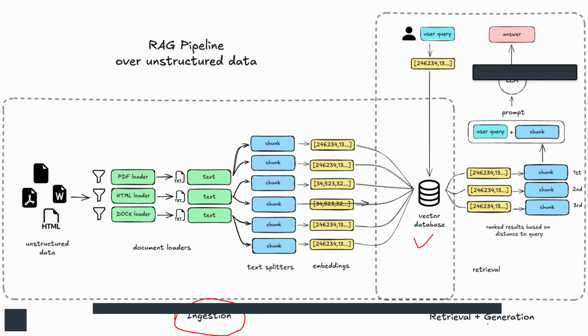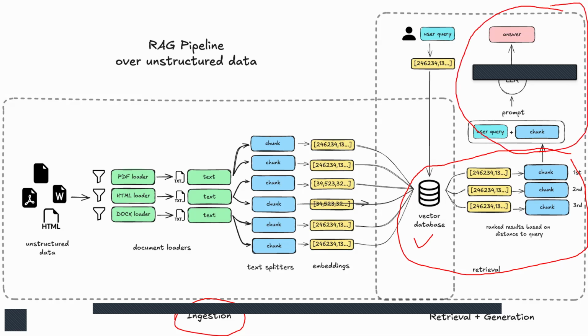And second is my retrieval and generation. The second part is how to retrieve the most relevant part out of my vector database. First is to load the data. Second is to find the most relevant chunk out of the vector database. And third is how to generate the final answer. Okay, so these are three main parts.